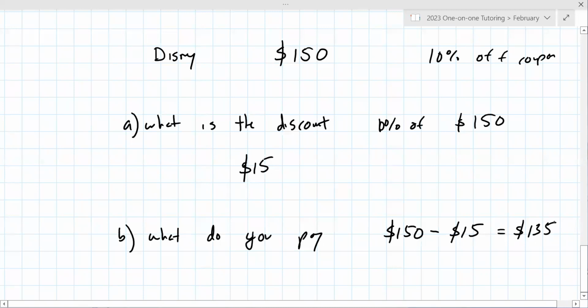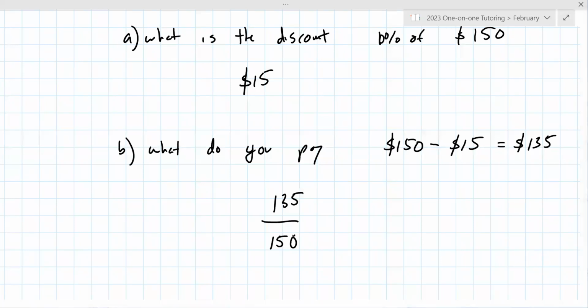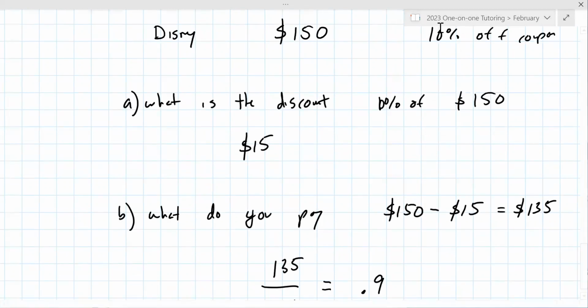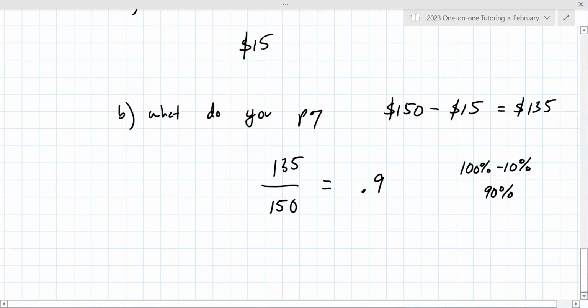Okay. Now I want you to go to a calculator, if you do have one handy, and do 135 divided by 150. 0.9. Now that shouldn't surprise you because it was 10% off. 10% off means 100% minus the 10%, which is 90%. Right. So let's do another example here.